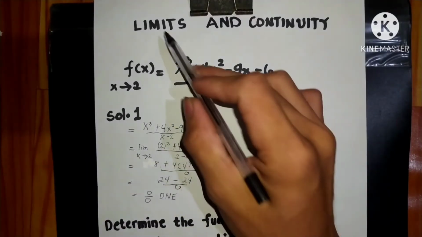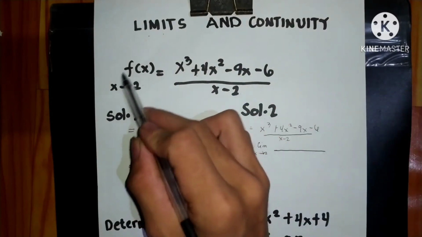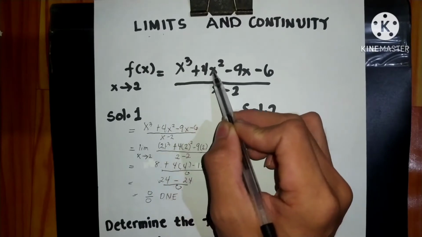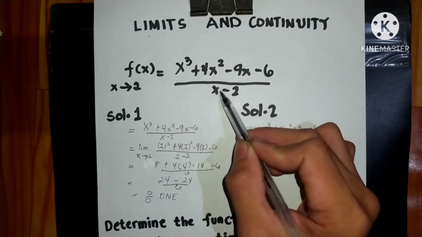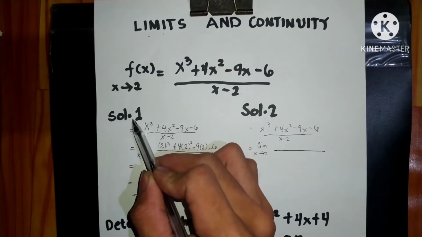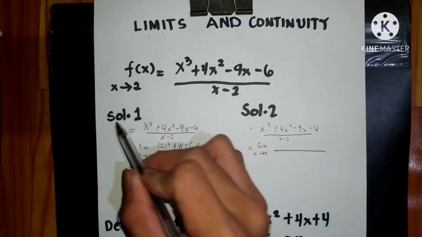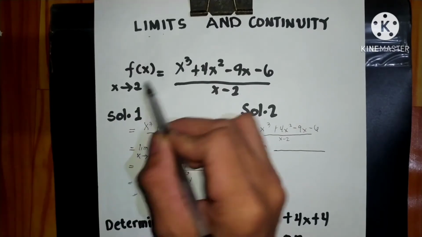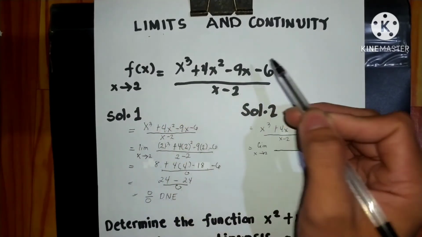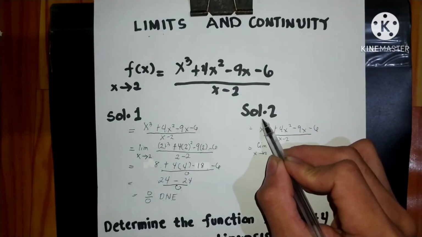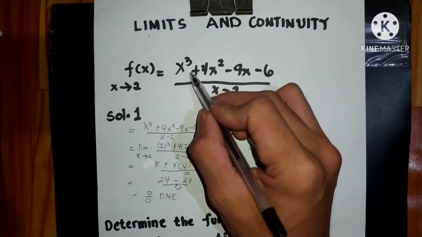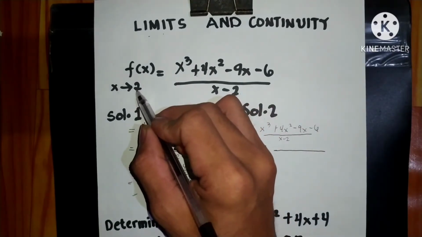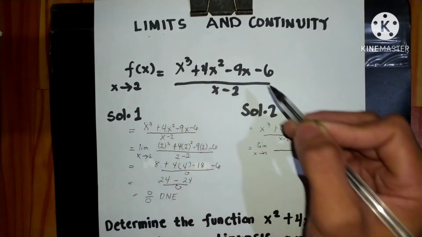So, ngayon, atin namang isolve ang limits and continuity. So, we have the function f of x as x approaches 2 is equals to x cubed plus 4x squared minus 9x minus 6 over x minus 2. We have the first solution and the second solution. In the first solution, we have directly to substitute the value of x, which is 2, into the variable x in this function. And for the solution number 2, we have to factor out this polynomial function, which is the numerator, before substituting the value of 2 into the variable x.